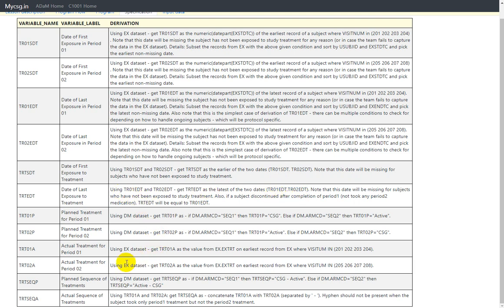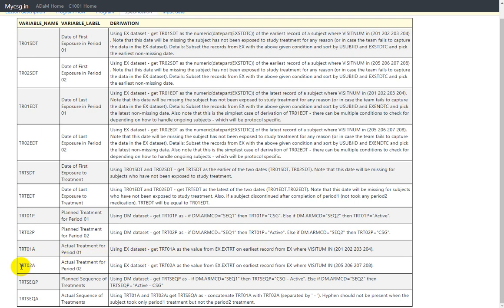And then let us take a look at the actual and planned treatment related variables for period 2. For TRT02P, using the DM dataset, get TRT02P as: if ARMCD is equal to SEQ1, then TRT02P is active; this should have been TRT02P here. Else, if ARMCD is equal to SEQ2, then TRT02P is equal to CSG.